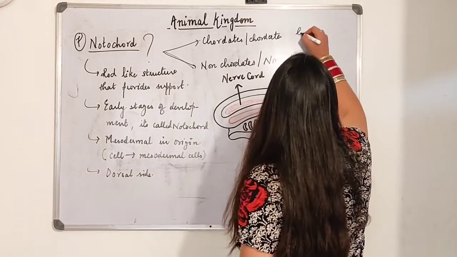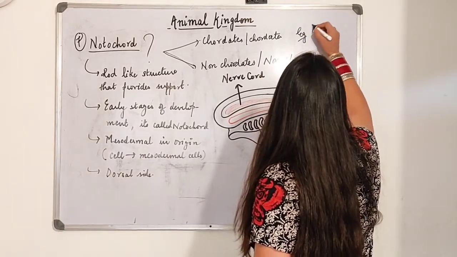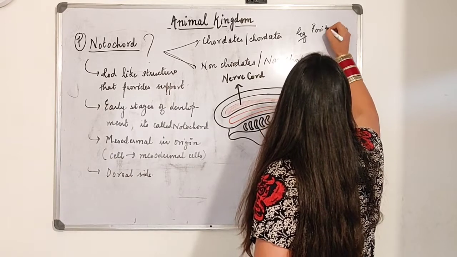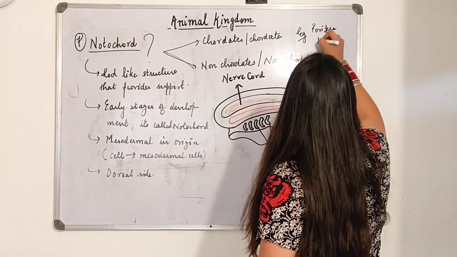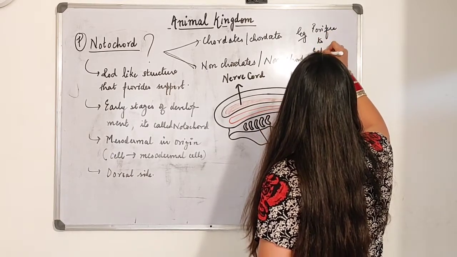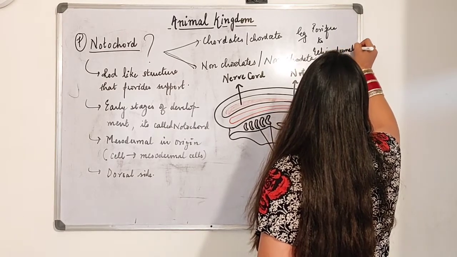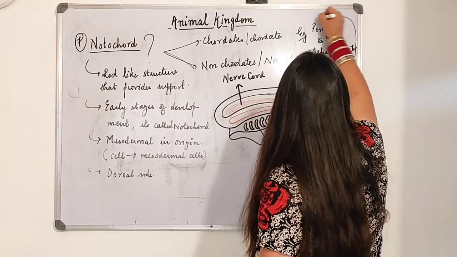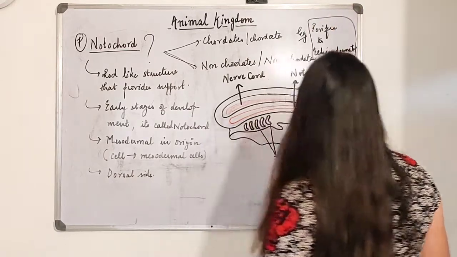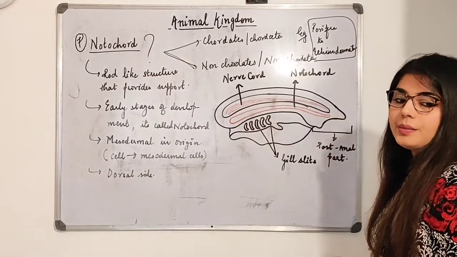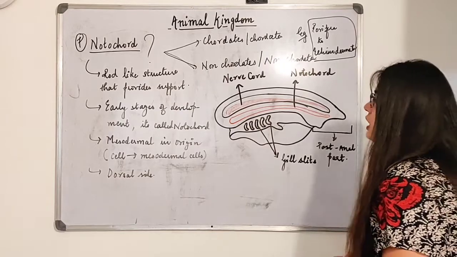Examples of non-chordata, beta, will be Porifera to Echinodermata. Right? So this is all about notochord.